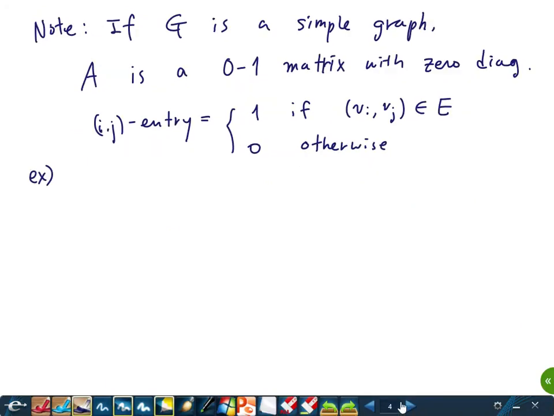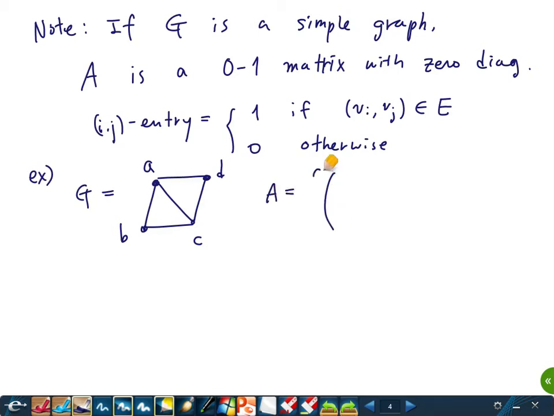But there is more. Also an interesting property of the adjacency matrix. Suppose that we have a graph G that looks like this: A, B, C, D. What's the adjacency matrix? It's a 0-1 matrix because it's a simple graph. A, B, C, D, and A, B, C, D. I'm just writing down the matrix: 1, 1, 0, 1, 1, 0, 1, 0. You can see that it's a 0-1 matrix.